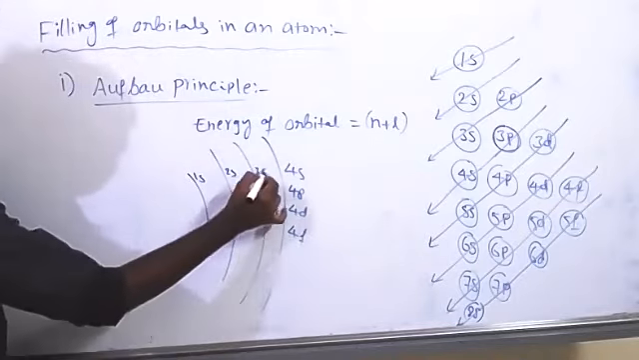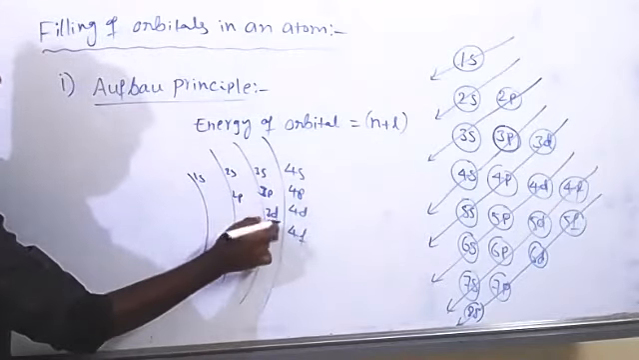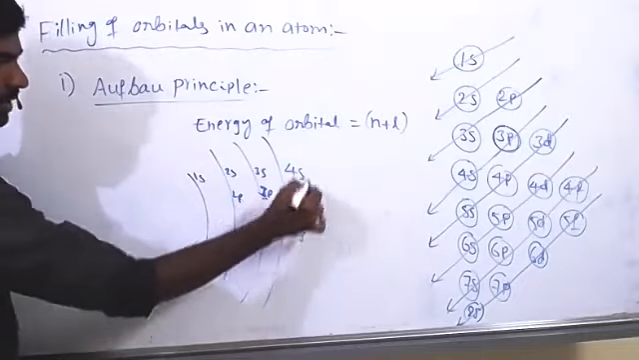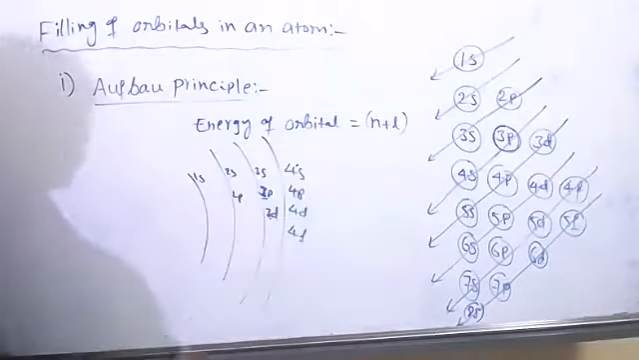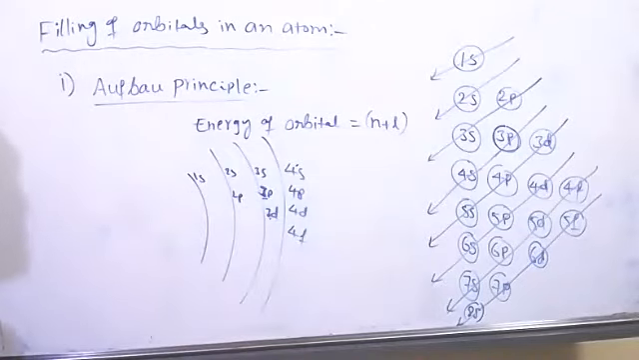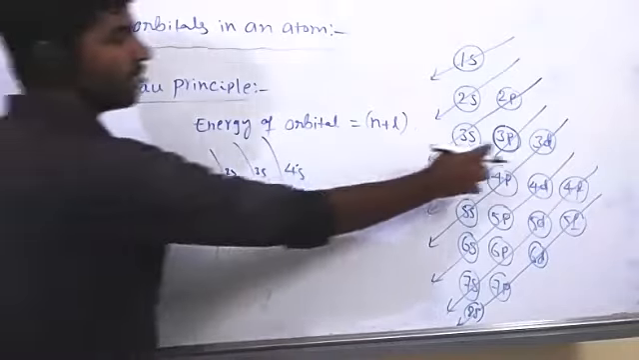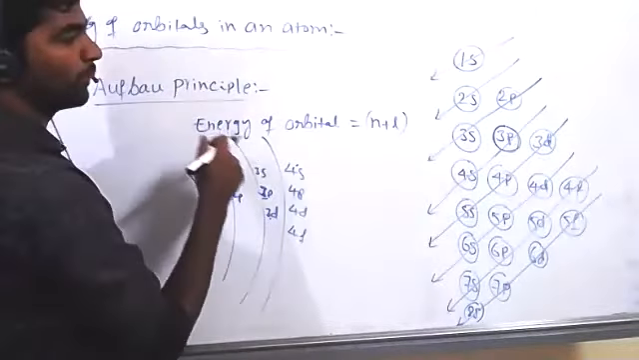Generally, you might think that after filling 3s, the electron goes into 3p, then 3d. But it is wrong. After filling 3p, the electron goes into 4s. After filling 4s, the electrons come back into the third shell. So we can explain that with the help of the energy, n plus l rule.